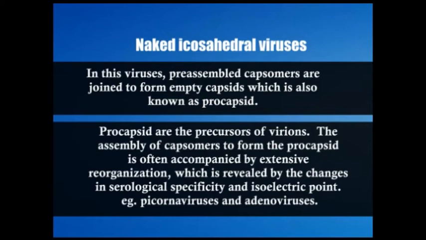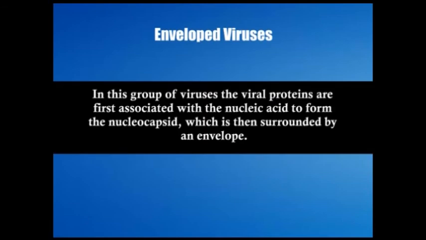The assembly of capsomers to form the procapsid is often accompanied by extensive reorganization, which is revealed by the changes in serological specificity and the isoelectric point. Examples are picornaviruses and the adenoviruses. Now we'll come to the enveloped viruses. In this group of viruses, the viral proteins are first associated with the nucleic acid to form the nucleocapsid, which is then surrounded by an envelope.